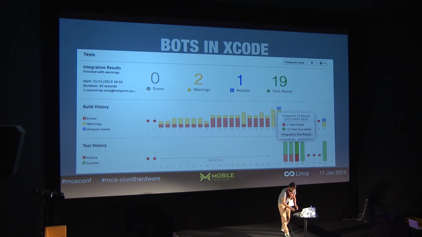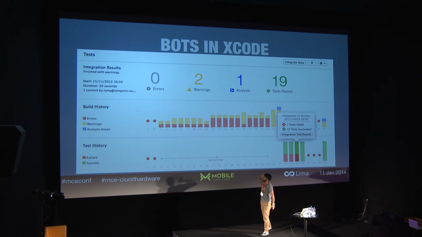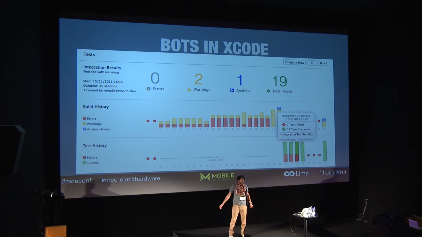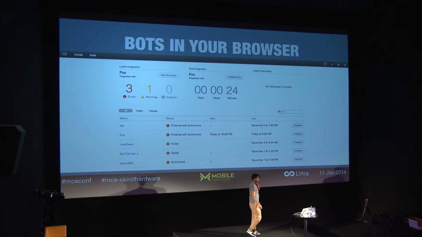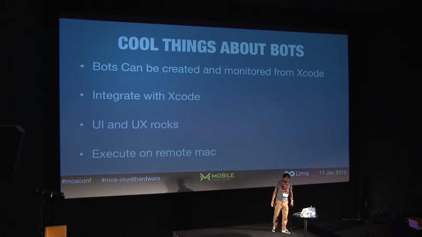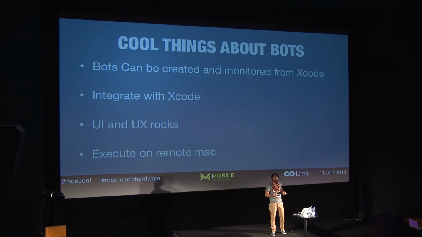Okay, so we saw that. With a little bit more build history, it's like that. So yeah, drill down directly to the code, and you can see everything in your browser. Bots are really great because they can be monitored from Xcode. The UX is really cool, and it's executed on a remote Mac. So when it's finished, you get the result back, and that's really nice.